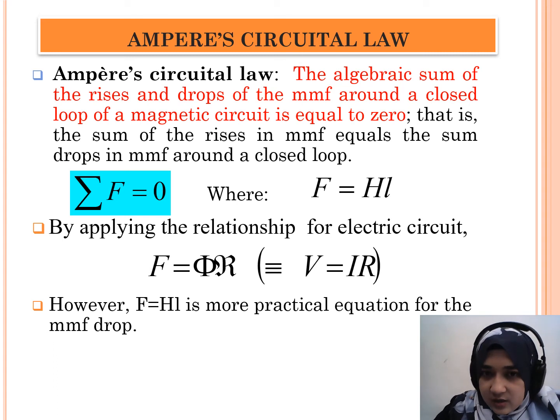And we know that F or MMF is equal to HL. By applying the relationship with the electric circuit, now F is equal to phi R. This is the same as V equals IR. However, F equal to HL is the more practical equation for the MMF drop. This is exactly like your principle of conversion of energy, right?